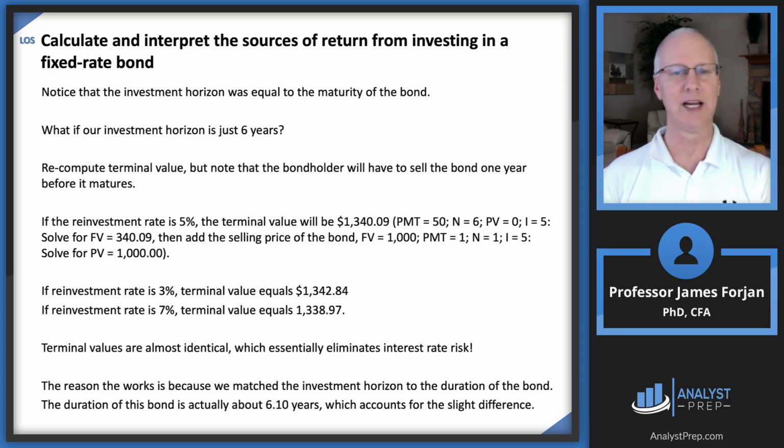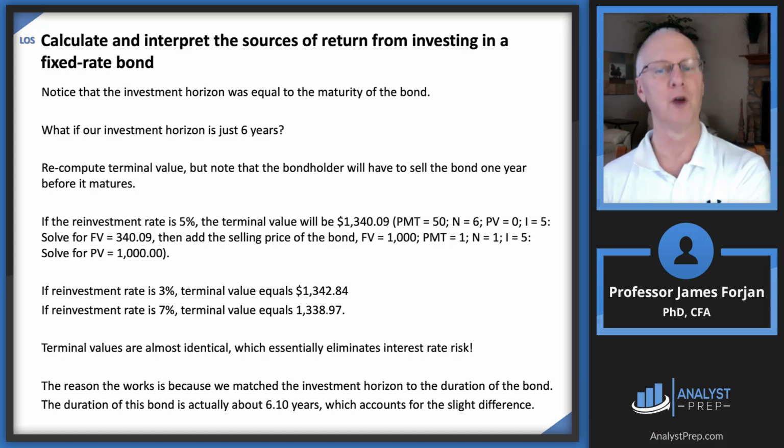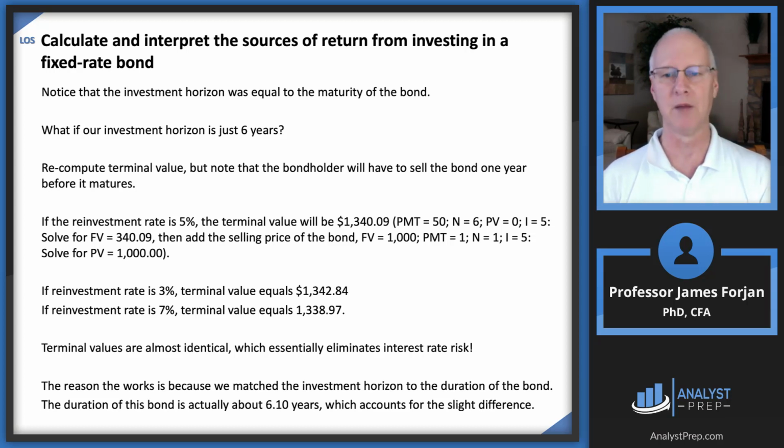Now, I'm going to define and explain and calculate duration here in just the next couple of slides, but I want you to get this in your heads right now. Duration is a measure of interest rate risk, and duration for a fixed income security is similar to the beta for an equity security. Remember how important beta was? Oh my gosh, the measure of systematic risk. That was extremely important. Well, duration holds the same status in the fixed income world. Now, let me just pause and give you one follow-up here. The duration of this bond that I picked was actually about 6.1 years, which accounts for the slight difference in the 1340 and the 1342 and the 1338.